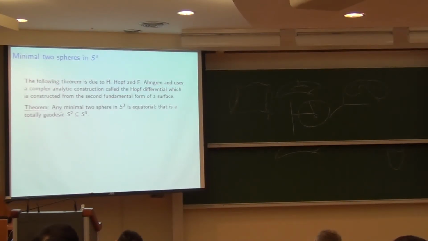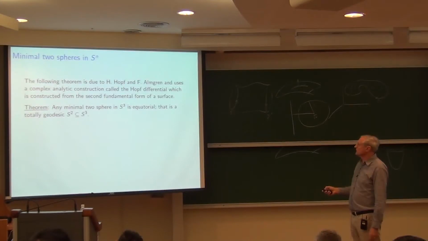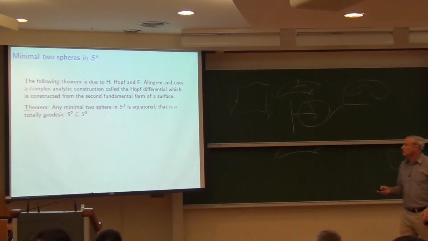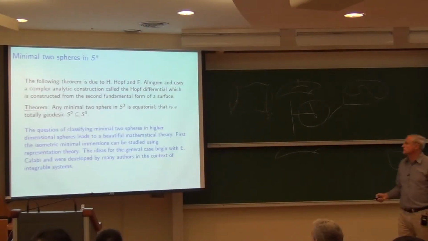It's a holomorphic differential constructed from the second fundamental form. And in fact, the theorem is that any minimal two-sphere in S3 is equatorial. That is, it's totally geodesic S2. And so that's actually also important in the Marques-Neves proof of the Willmore conjecture. In fact, there are no non-trivial critical points for S2 in this case.